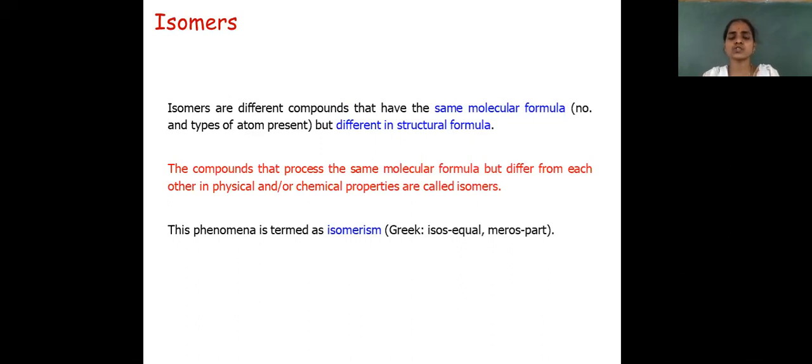So, general classification. What is an isomer? Isomerism means isomers having the same molecular formula but differing in the structural formula. Not only the same molecular formula, but they differ in physical and chemical properties. Such compounds are called isomers, and the phenomenon is called isomerism.